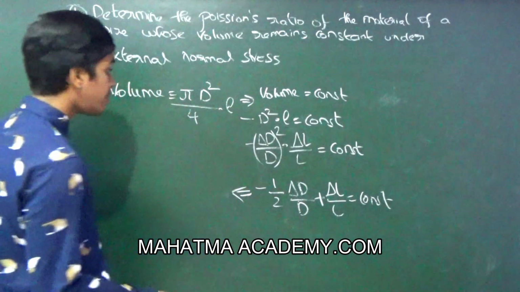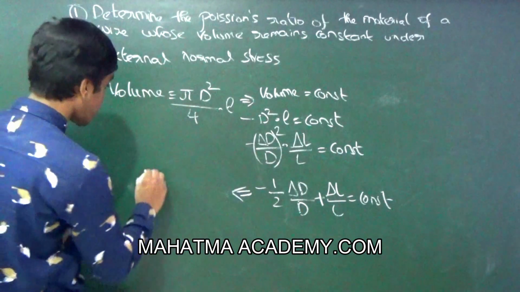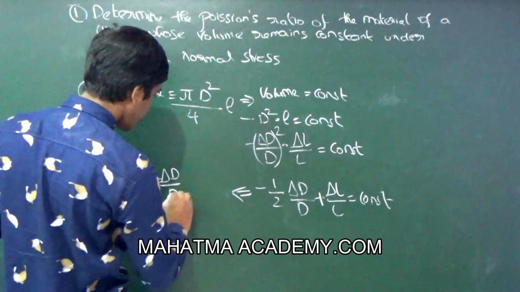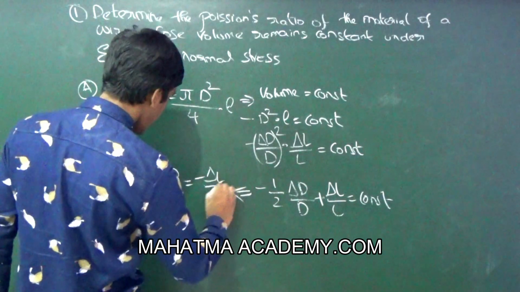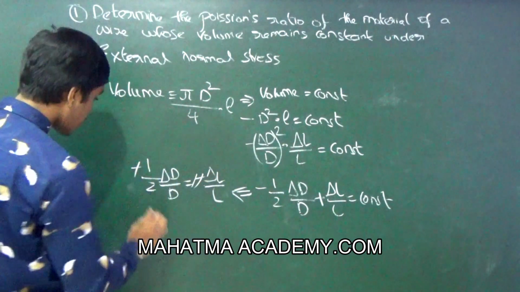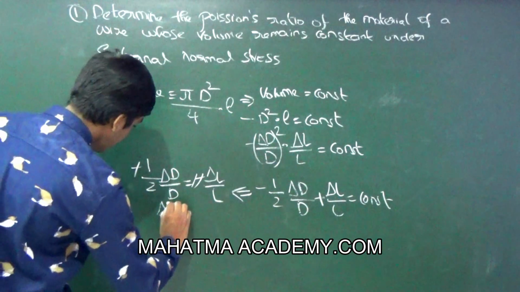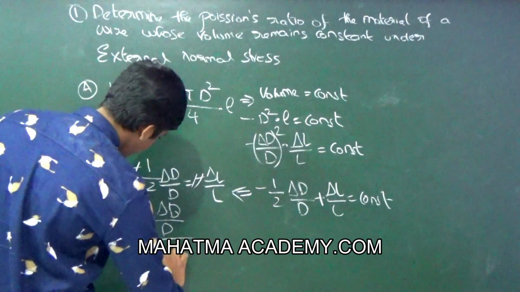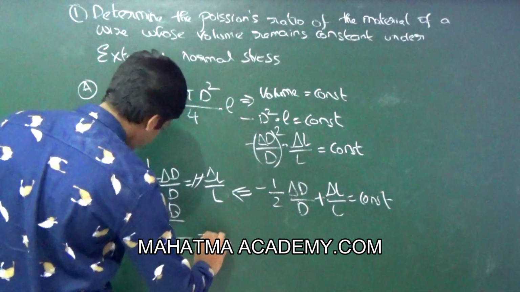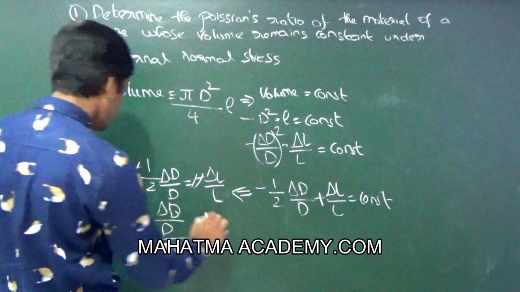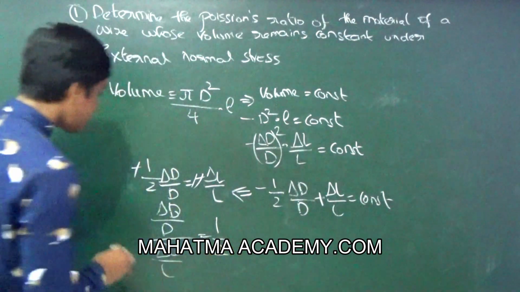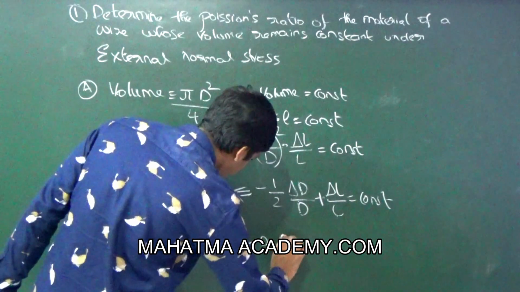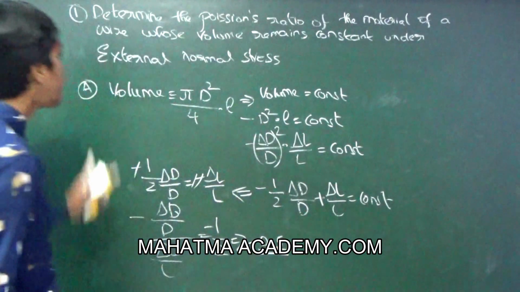So from this, minus 1 by 2 into delta d by d is equal to minus delta L by L. So from this we can write the ratio, that is delta d by d upon delta L by L is equal to 1 by 2. But there is negative here, so we write negative. It is minus 0.5. I have completed the problem.